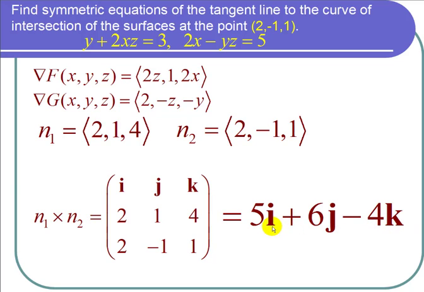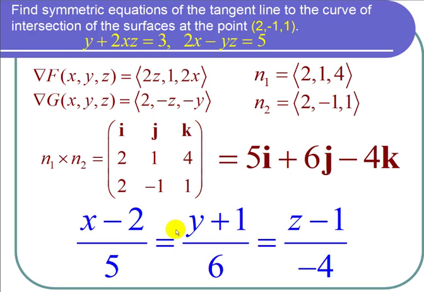So I can say that the tangent line to the curve of intersection is parallel to the vector 5i + 6j - 4k. So now that I have a parallel vector to the line, and I have a point on the line, I can just plug these into the formula for symmetric equations.